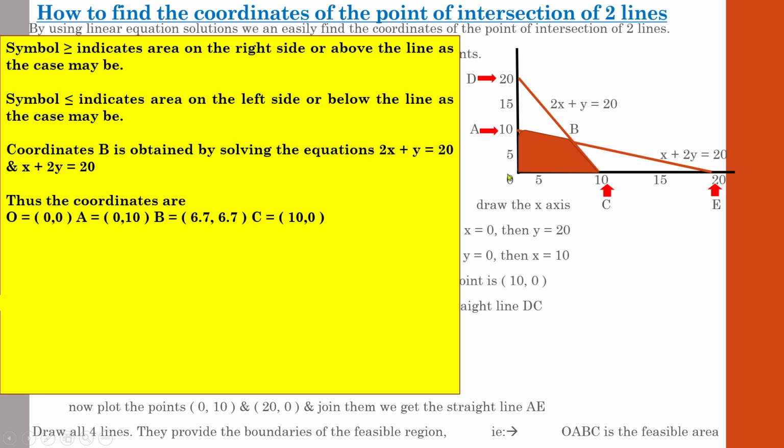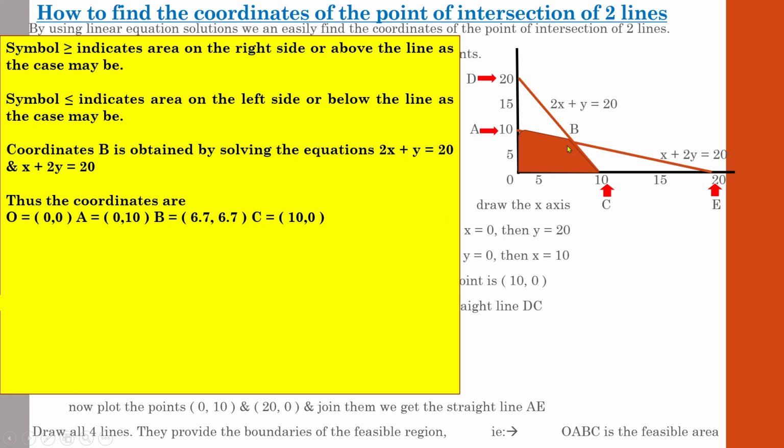O, otherwise known as the origin, is the point where both the x and y axis values are 0. That is the point where O comes. Next one, A. A is a point on the y-axis. So in order to draw a point on the y-axis, the x has to be 0. So it is (0, 10).